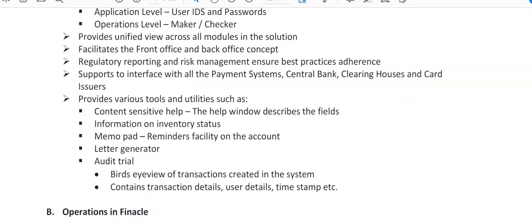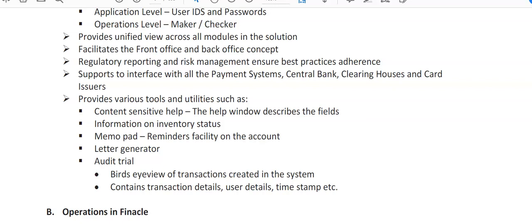So Finacle also provides unified view across all modules in the solution. Unified means we can have access to all his deposit accounts, loan accounts, how much he is earning from the bank, how much he is paying to the bank in case he has taken a loan, or how much the bank is paying as interest to the customer, whatever investment he has made, whatever income he has made from the investment in the products of the bank. So it provides a unified view across a one click of a command. We can have the access of all the views. That is, we call it 360-degree view of the customer.